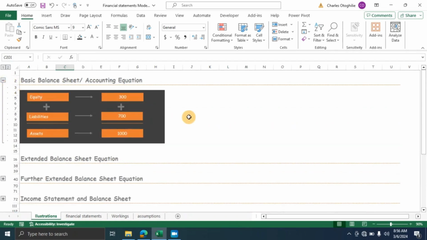The first one helps us look at the basic accounting equation. Here in the accounting equation, we're saying that if you've got equity plus liabilities, you definitely will be able to get your assets. You've got 300 here, you've got 700 here. So in the accounting equation, it's expected that your total assets would come to this 1,000, which is the sum of these two of them.